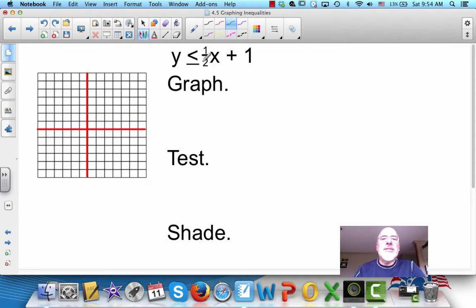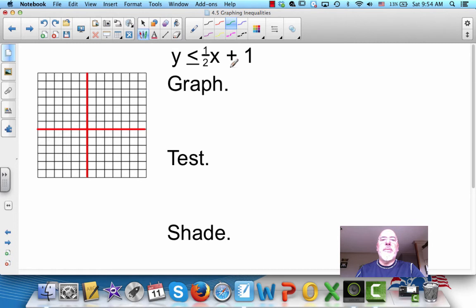Okay, y is less than or equal to 1/2 x plus 2. You can already see the difference in this one because we've got the or equal to. Since we've got the or equal to, that means you already know that the line is going to be solid. So let's graph this one.